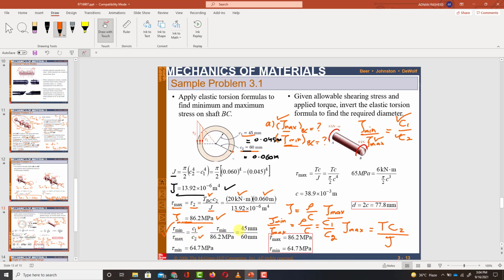So tau minimum, C1 is given, C2 is given. Whether you want to convert into meter or not depends on you, because the units will cancel each other. So it will give you the same value. So tau minimum will be equal to 86.2 into 45 over 60. So tau minimum comes out to be 64.7 megapascal. Clear?